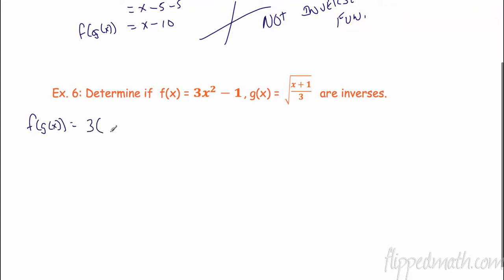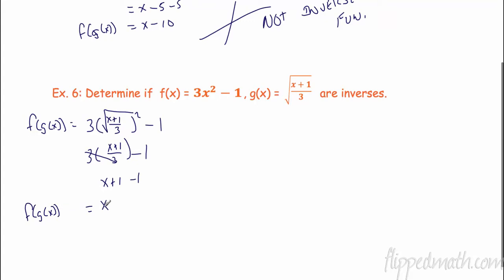So wherever I see my x, I'm going to put my function g in there. So I'm going to put in the square root of (x plus 1) over 3. So here we go. Well, squaring a square root, it cancels each other out, doesn't it? So now I have (x plus 1) over 3 minus 1. And the 3's cancel out, so now I have x plus 1 minus 1. And plus 1, well, that leaves us with just x. So f of g of x does indeed come out to x.